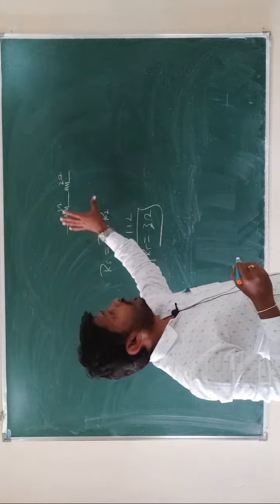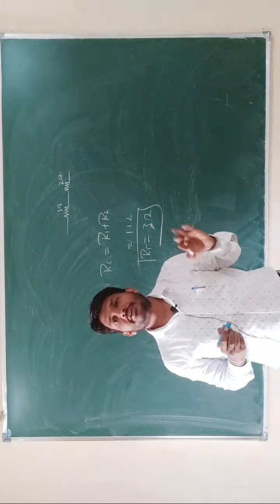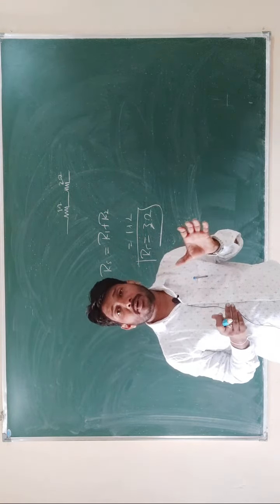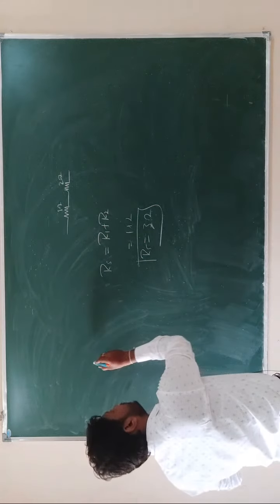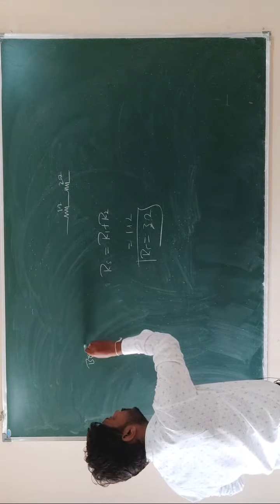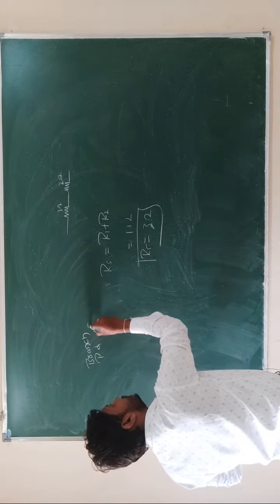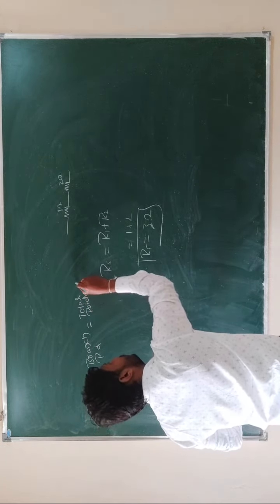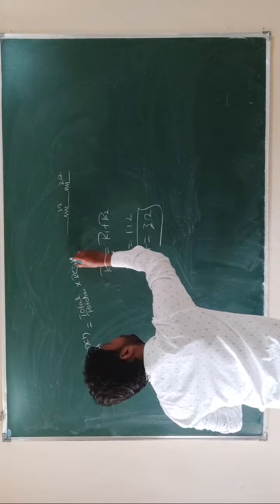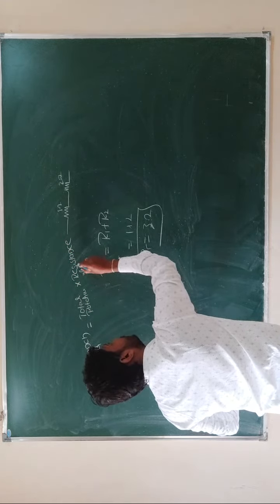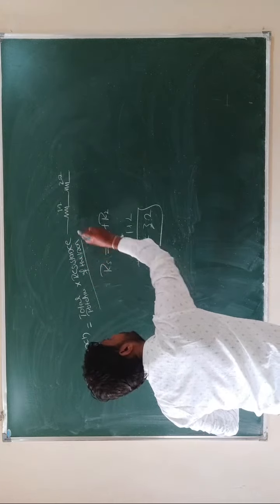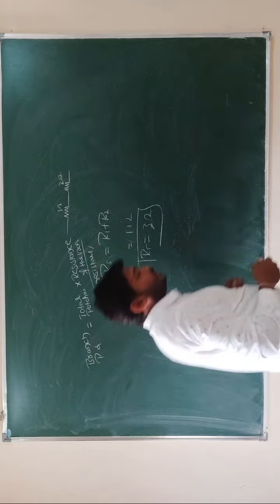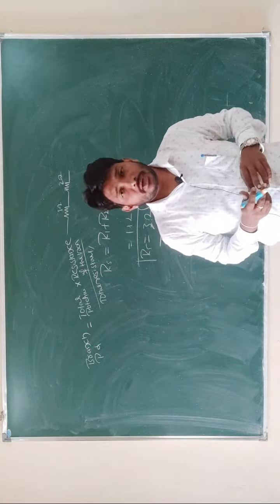In series combination, current remains the same. Total potential difference is equal to the sum of the individual ones. So while calculating the branch potential difference, what is the connecting formula I am having? The generalized formula: branch potential difference equals total potential difference into resistance of the branch divided by total resistance. So this is the connecting formula to find the branch potential difference.